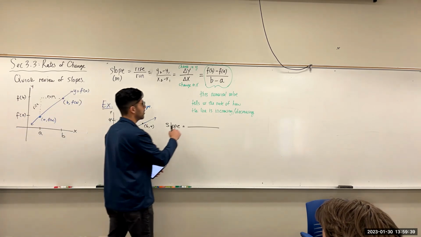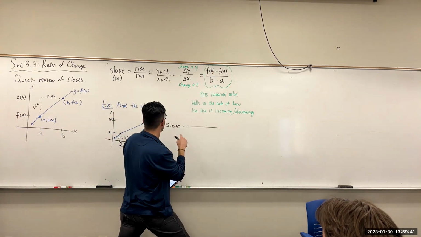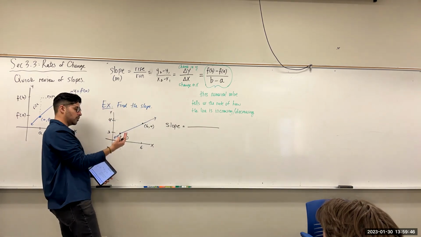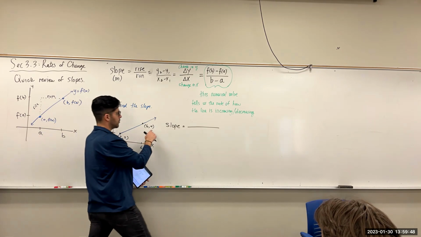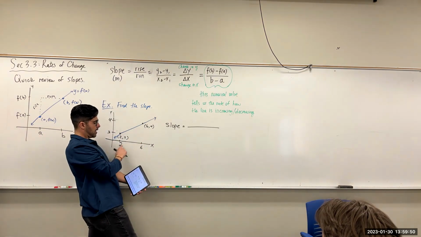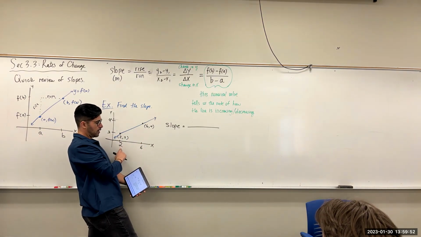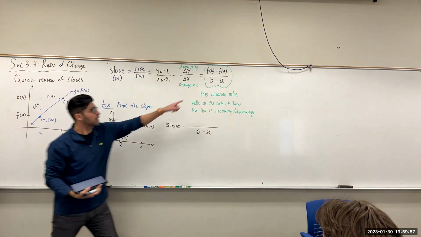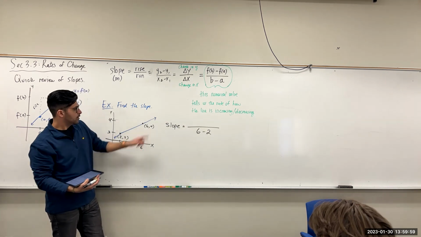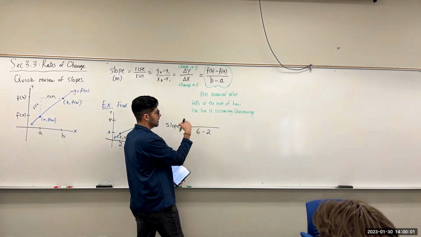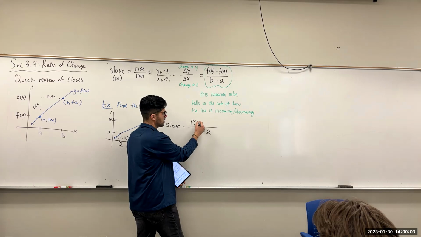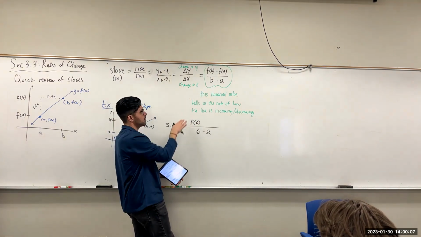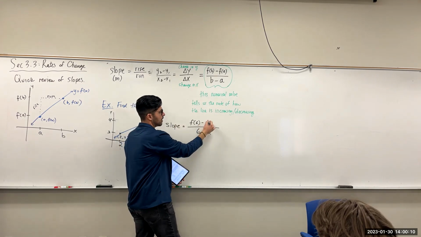But let's see. According to the notation, I need to find the change in the y's and the x's. So I'm going to subtract the second x value minus the first x value. So that's 6 minus 2. That's like the b minus a. And then I'm going to subtract the output value of 6, which is in this case 4, but I'm just going to start with you guys mirror the notation, minus f of what?